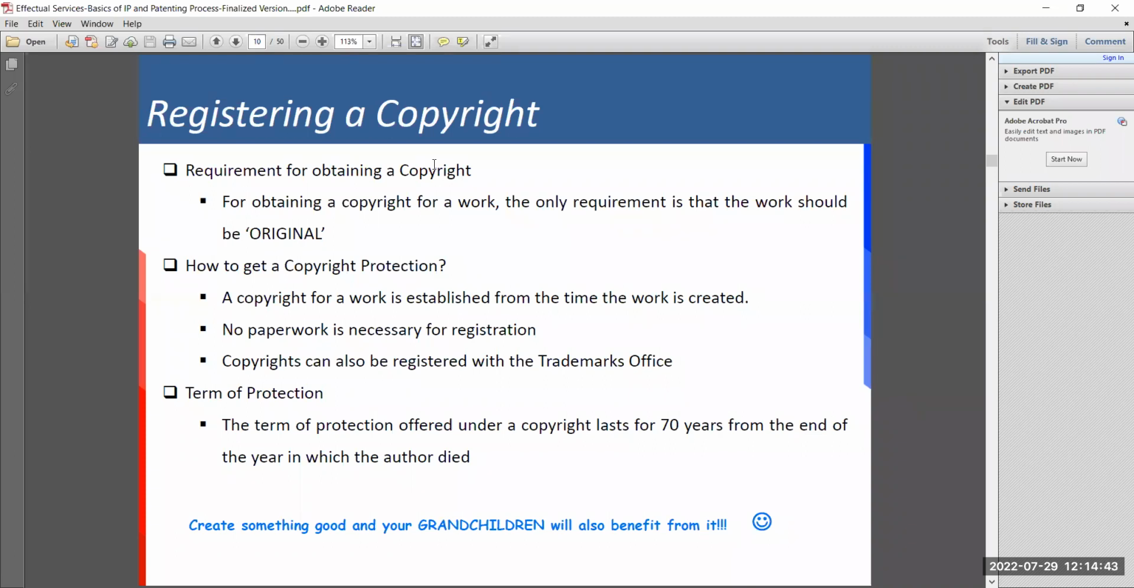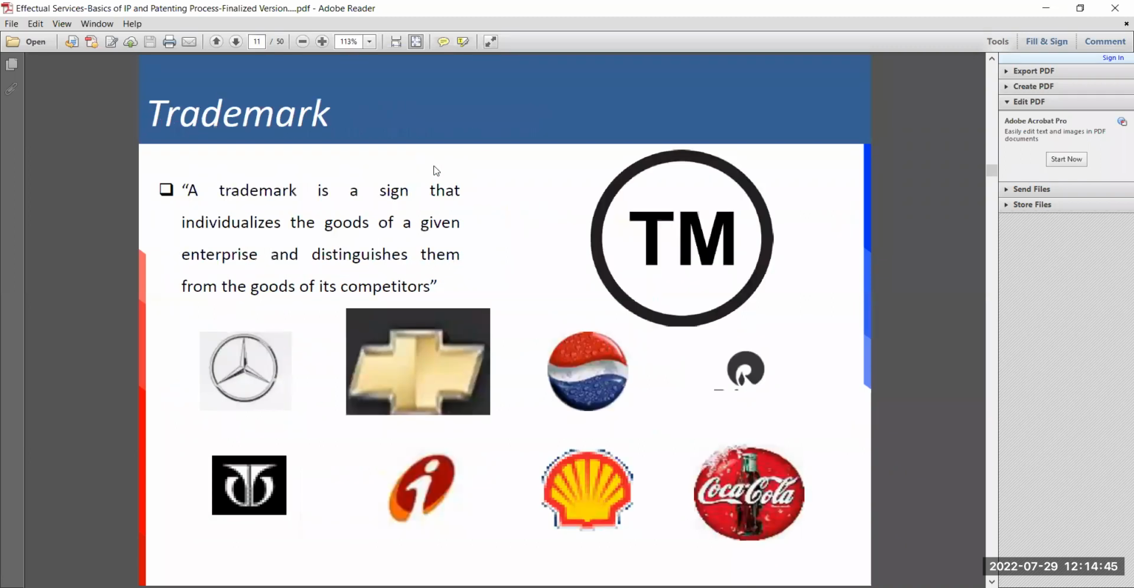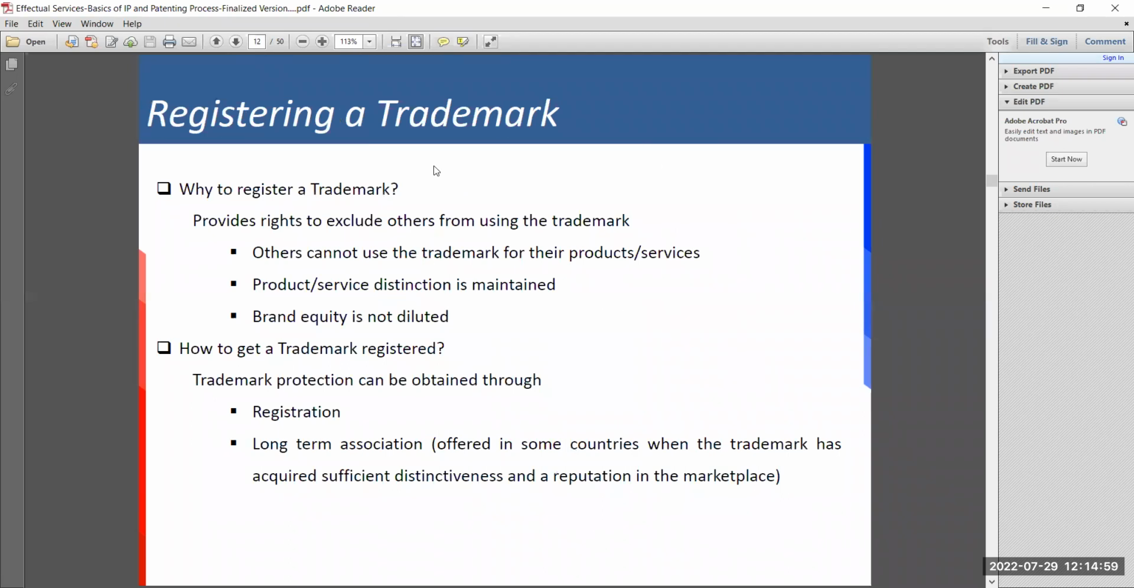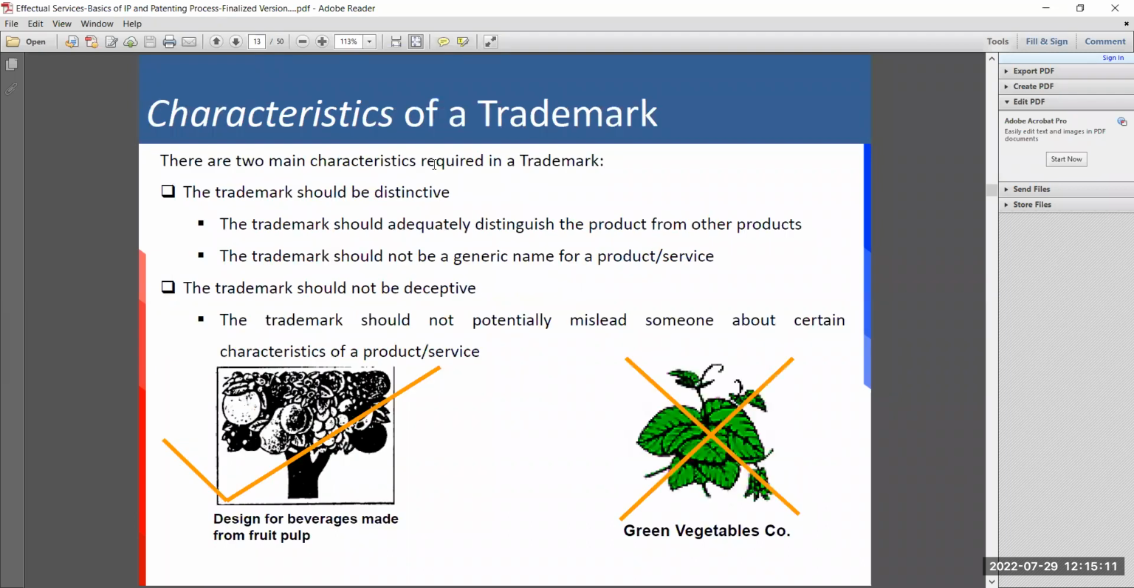So I think this is the basic procedure of registering a copyright. Moving ahead, trademarks. I think you must be aware of that. A trademark is a sign that individualizes the goods of a given enterprise and distinguishes them from the goods of its competitors. As I said, the way patents give rights to individuals and exclude others from using it, trademarks work the same way. A trademark should be distinctive and should not be deceptive.